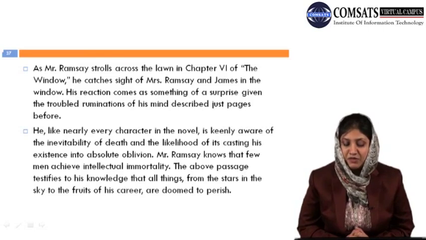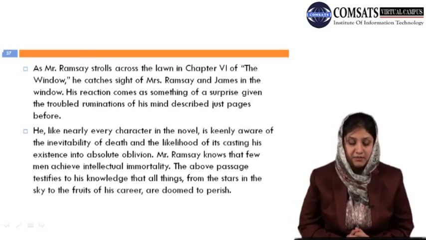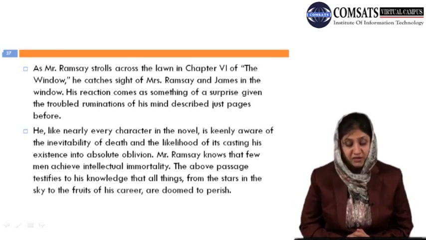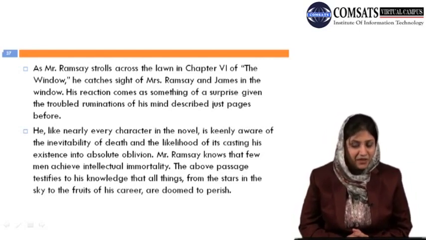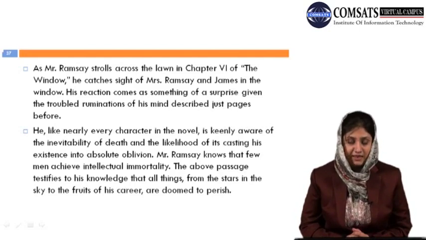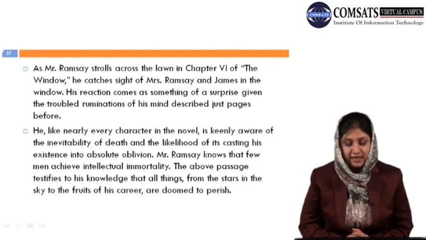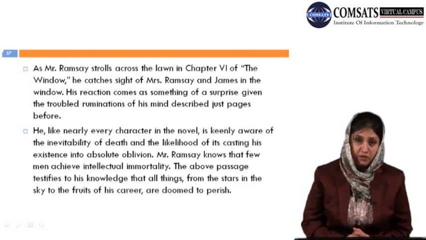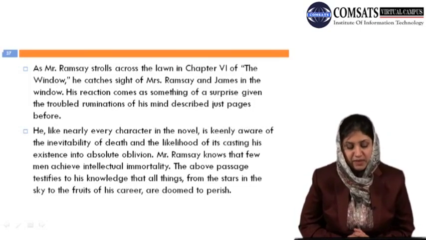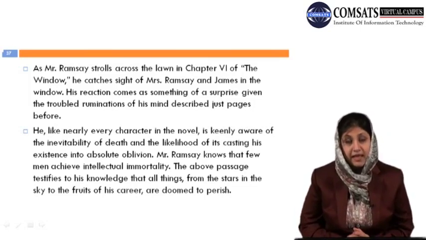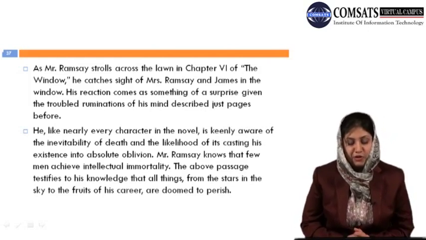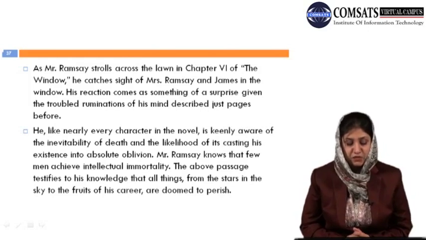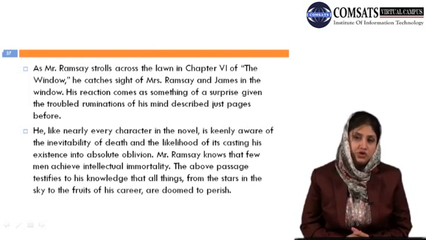His reaction comes as something of a surprise given the troubled ruminations of his mind described just pages before. He, like nearly every character in the novel, is keenly aware of the inevitability of death and the likelihood of its casting his existence into absolute oblivion. Mr. Ramsay knows that few men achieve intellectual immortality, and that is basically what he's running after. The above passage that I discussed testifies to his knowledge that all things, from the stars in the sky to the fruits of his career, are doomed to perish.